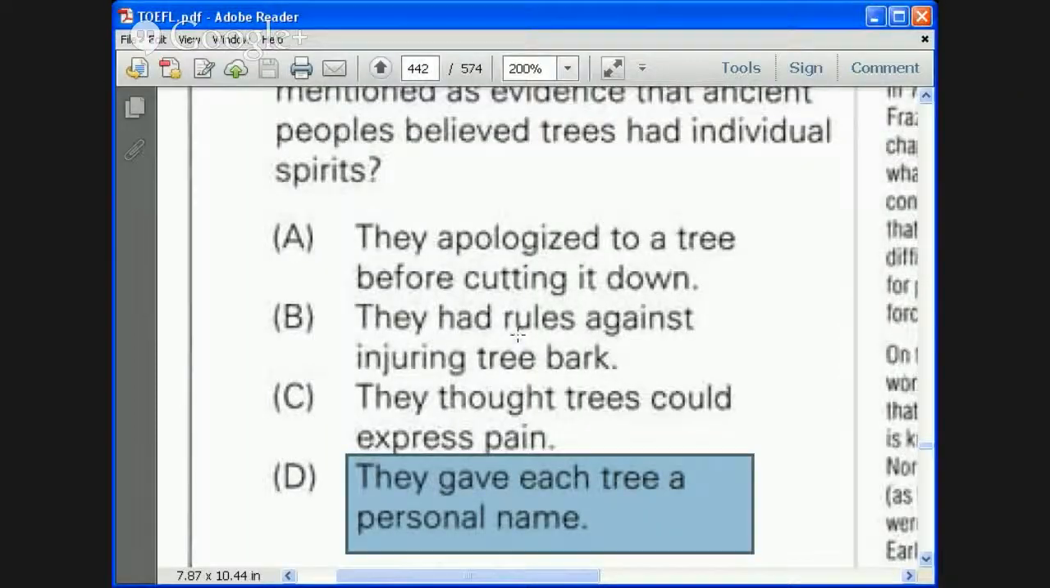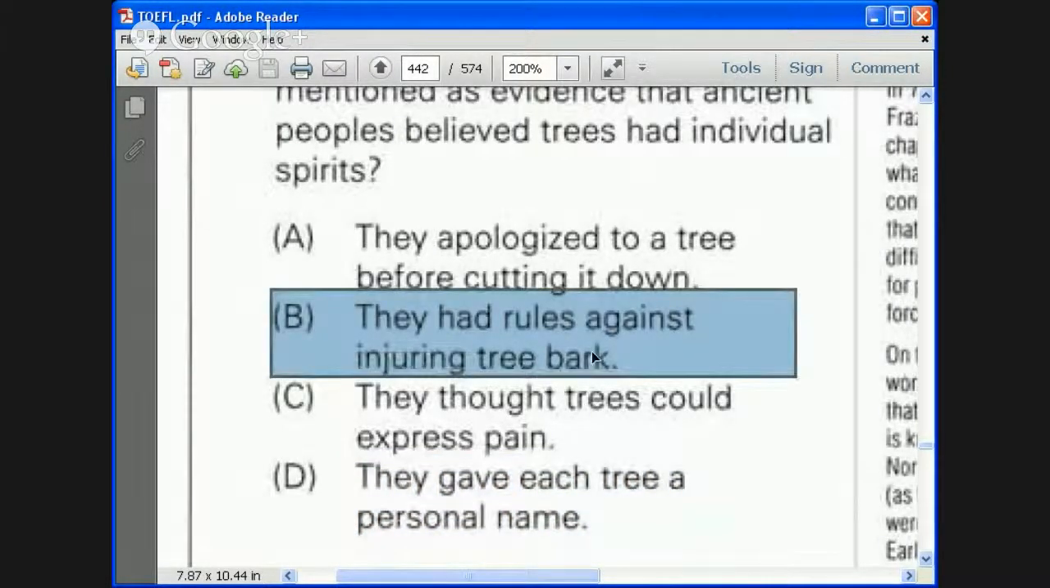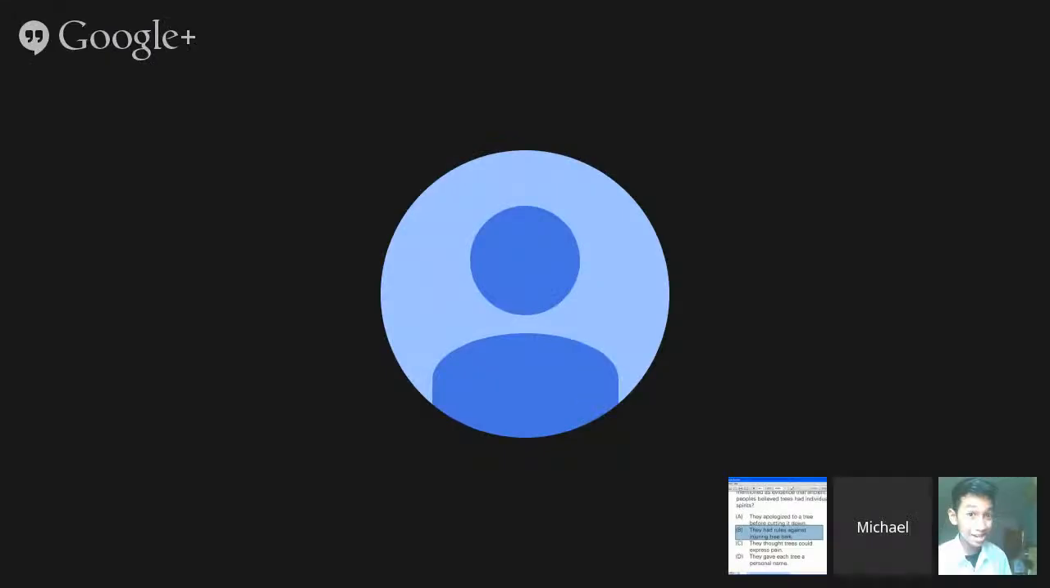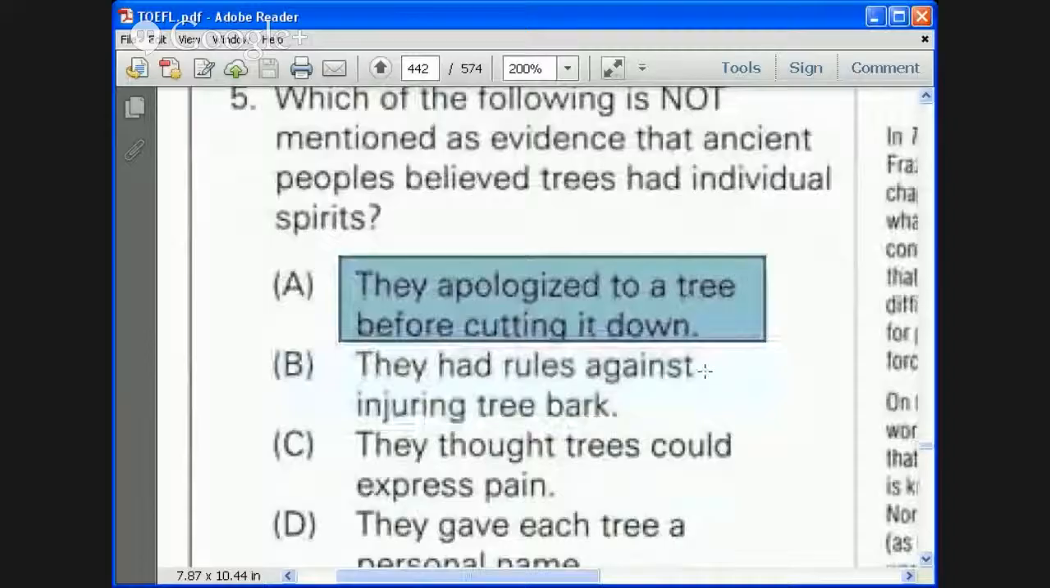Now, for one, because of what we've already done on the test, people that injured tree bark were punished harshly because they were hurting the spirit of the tree. We know this is true. We just looked at it. So sometimes as you go further through the test, you can easily use what you've read. I go for the A. They apologized to a tree before cutting it down. This is not mentioned. Okay, well, we need to look.